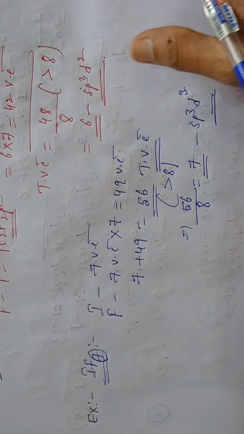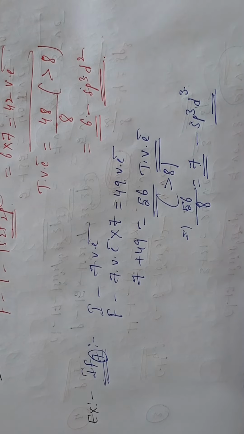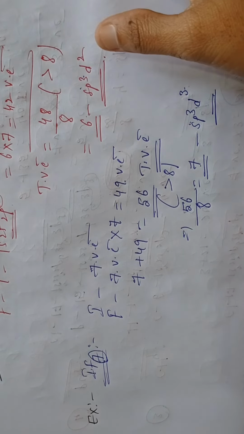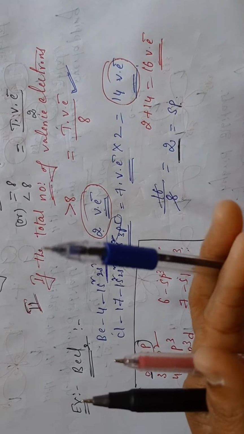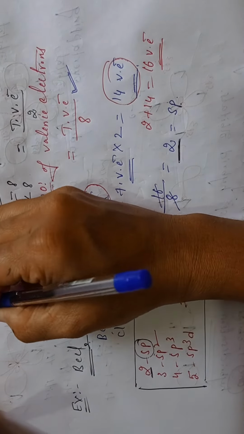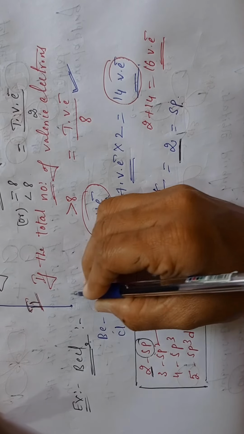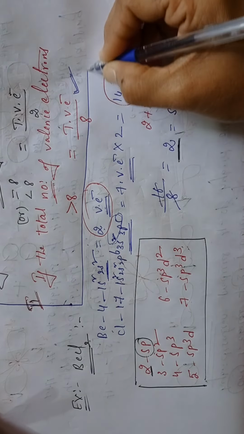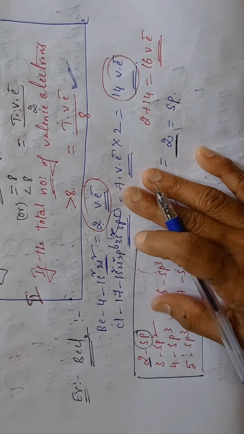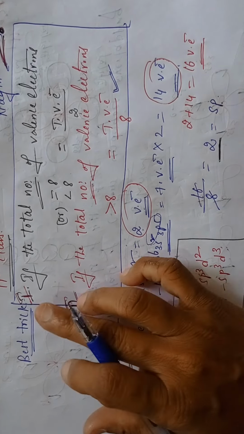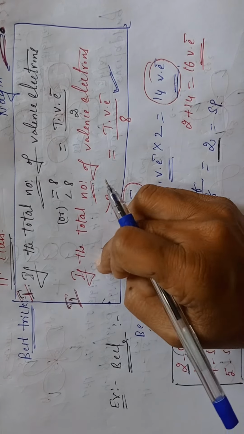First you have to find the total number of valence electrons, then you have to calculate, students. Understood? How to determine? Here I gave you the best trick. It is a very, very important trick, students. If you remember this trick, you can easily answer any type of hybridization question. Just remember these two tricks. This is trick number 1, this is trick number 2.